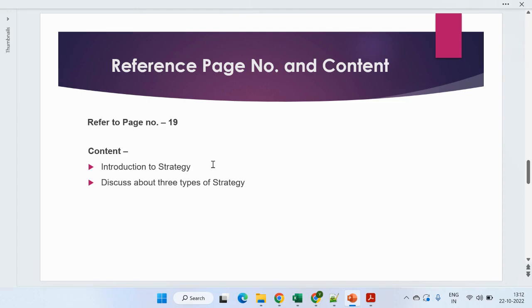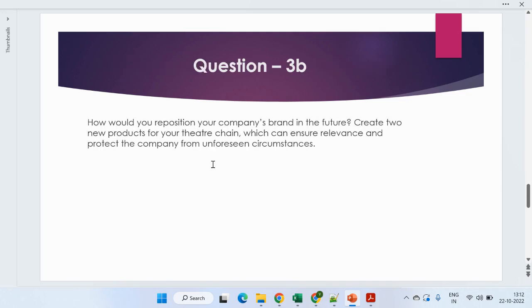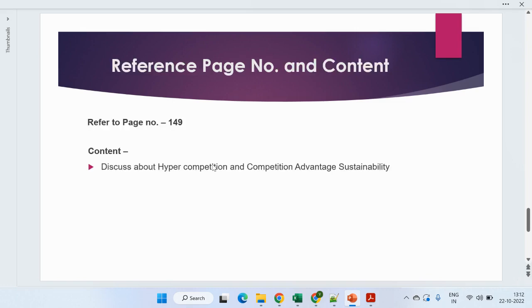Definitely you can just google a little bit to get more about the strategies, or you can mention a couple of new strategies which are being implemented. So this is about the third A question. Moving to the third B question: how will you reposition your company brand in the future? Create two new products in the theater chain, which can ensure relevance and protect your company from unseen circumstances.